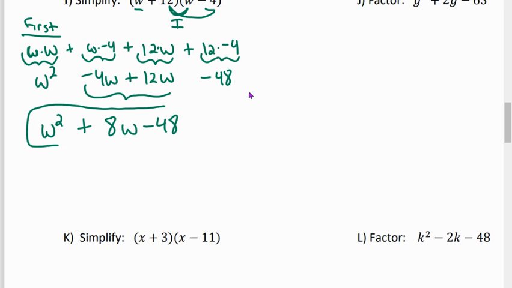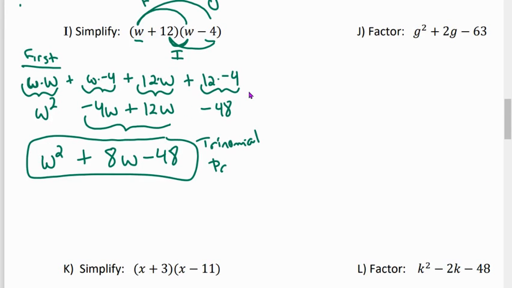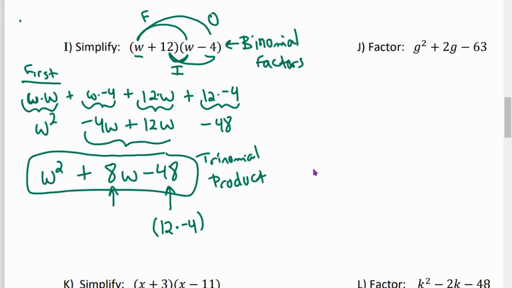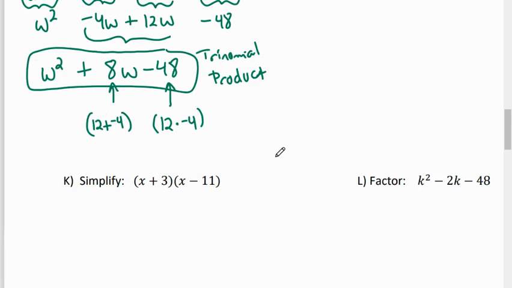So this is now our trinomial product. And these were our binomial factors. All right, so again, where does this 48 come from? From multiplying the positive 12 and the negative 4 together. Where does this positive 8 come from? From adding the 12 and the negative 4 together. So these are the same numbers, but when you multiply them, you get negative 48. When you add them, you get that positive 8.